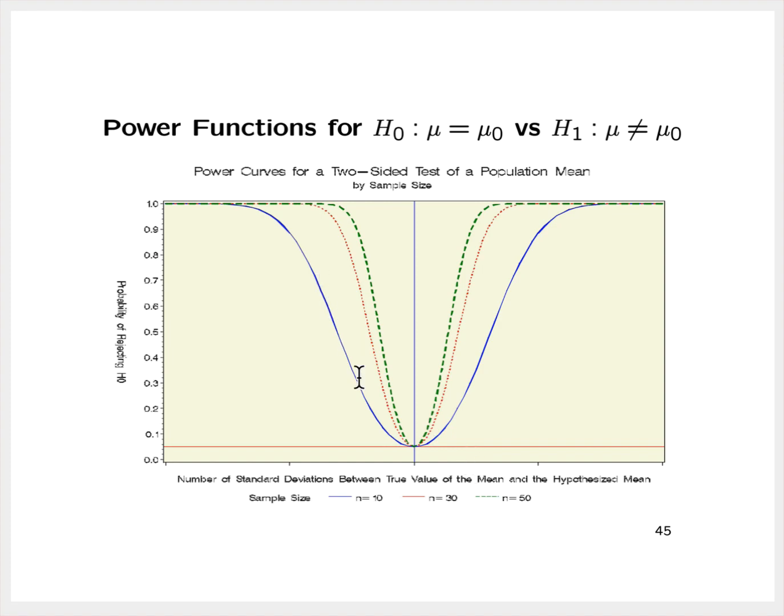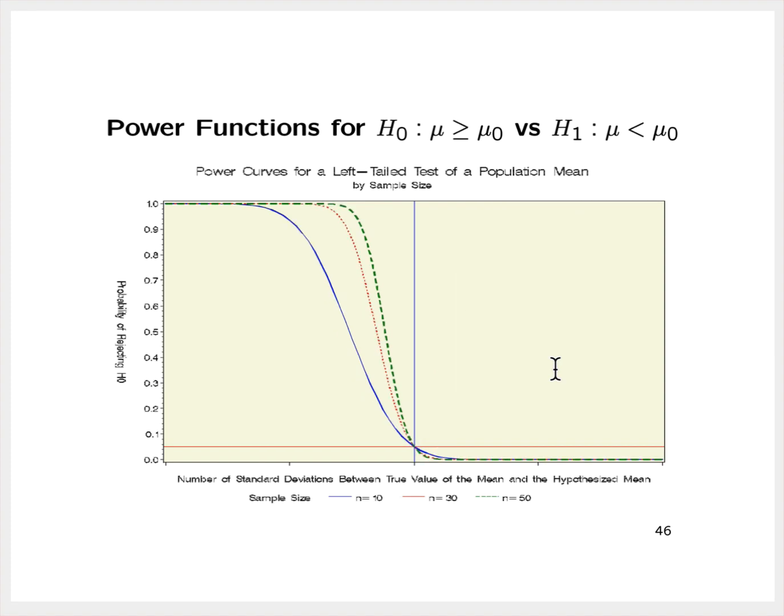So you see, these are power functions again for 3 different sample sizes. You can see that as the true value of mu gets further and further away from the hypothesized value, power increases, and it's going to asymptotically approach 1. The other point is, again, that as the sample size increases for a given value of mu, the power increases.